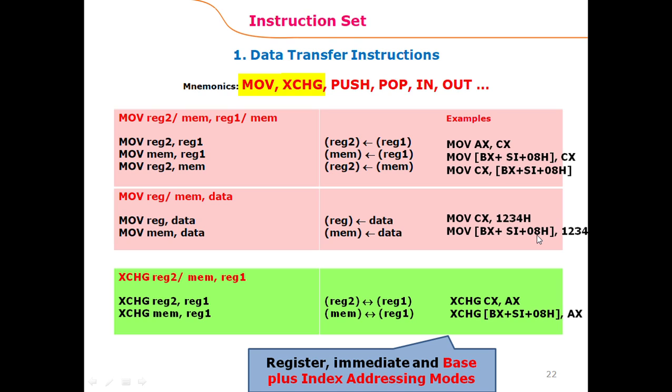So these are different addressing modes in the move instruction and exchange instructions, and of course there are other forms of move instructions. There are other variations of move and exchange instructions.